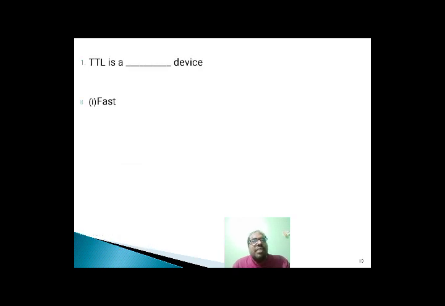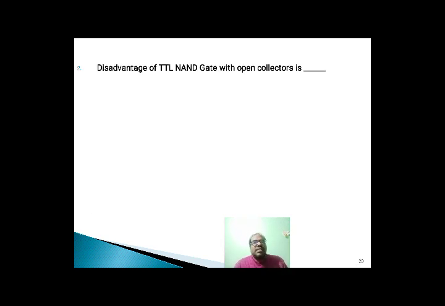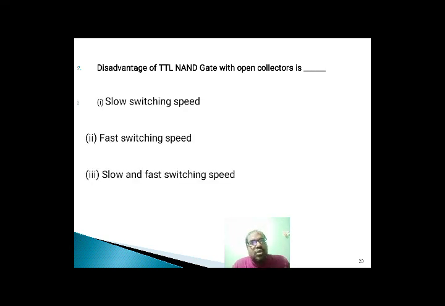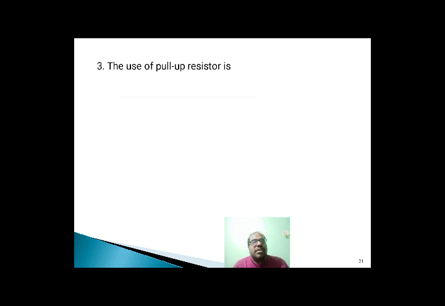Now, first question: TTL is a dash device. Anyone can guess it? TTL is a fast device. Answer is fast. Second one, the disadvantage of TTL NAND gate with open collectors is: first one, slow switching speed; second one, fast switching speed; third one, slow and fast switching speed; fourth one, all the above. Anyone guess? It is slow switching speed.